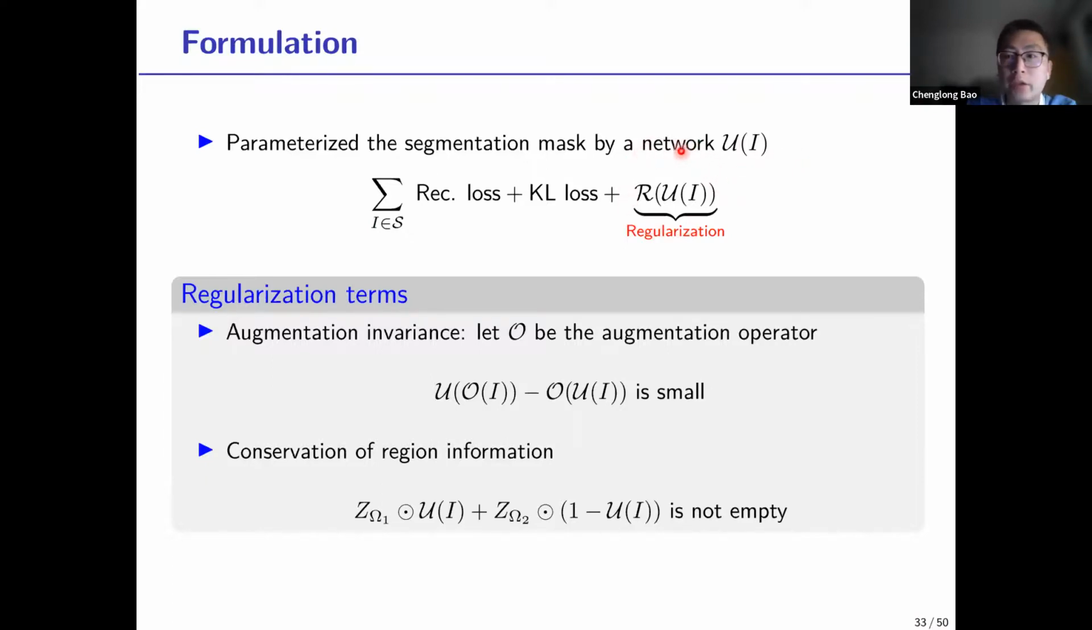Here, we have to change our regularization. This is because the classical regularization in the Chan-Vese model is not strong enough to regularize the whole dataset. Thus, we impose two regularization terms in this work. The first regularization is called augmentation invariance, which means that if I rotate or flip the input image, the segmentation mask should be rotated or flipped correspondingly, so this error should be small. The second regularization is called conservation of region information, which means that we do not want the inferred segmentation mask to be an empty set. So we can train a discriminator such that the sampling from the foreground times the segmentation mask plus the sampling of the background times the background mask is not an empty region. Thus we can get a meaningful segmentation network.